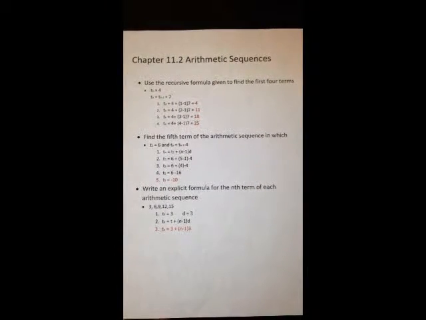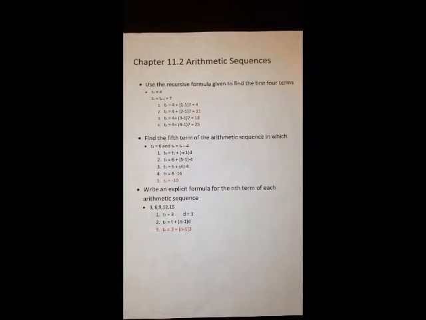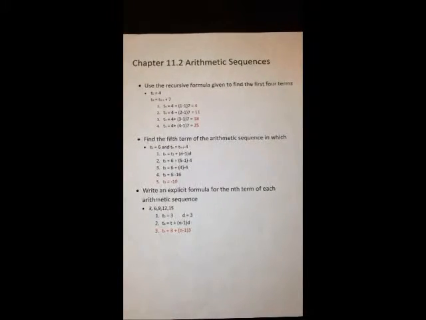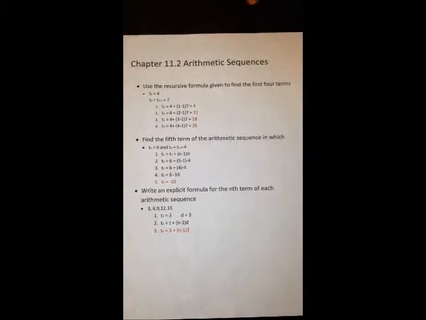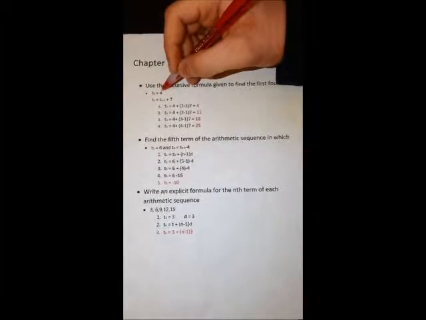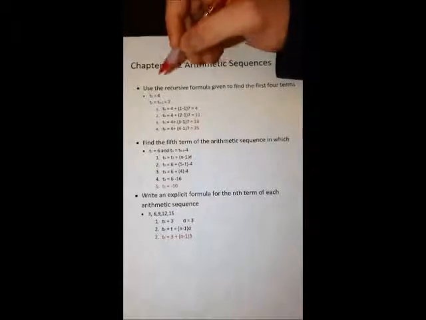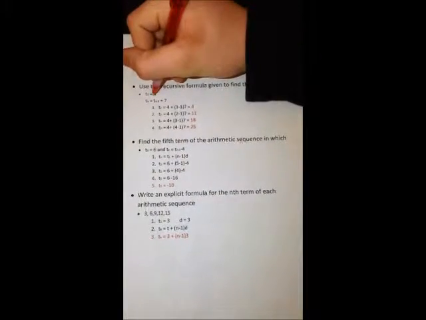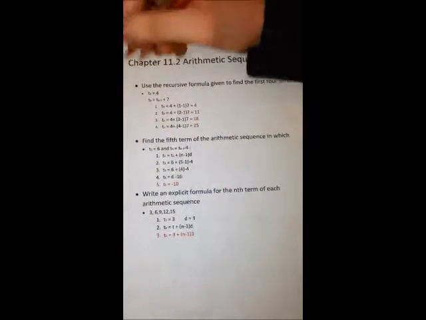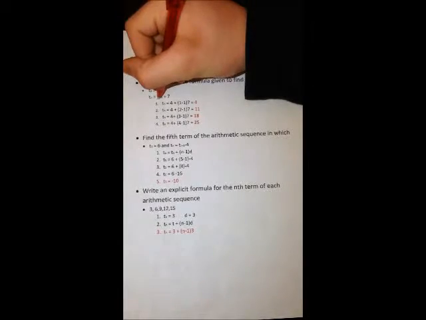The first example from chapter 11.2 is when you have to use the recursive formula given to find the first four terms. Right here you have t of 1 equals 4, and t of n equals t of n minus 1 plus 7. Here, the t of 1 equals 4 will go in place for the t in this example.